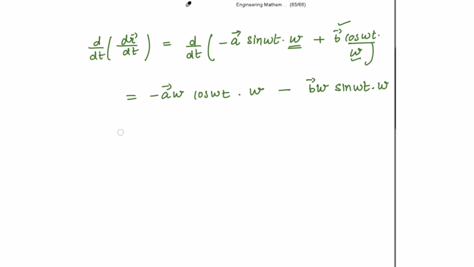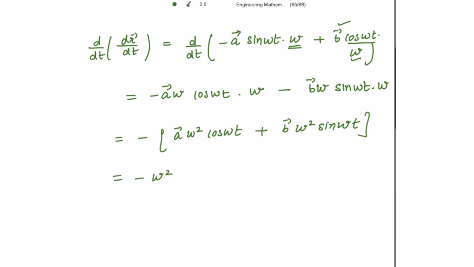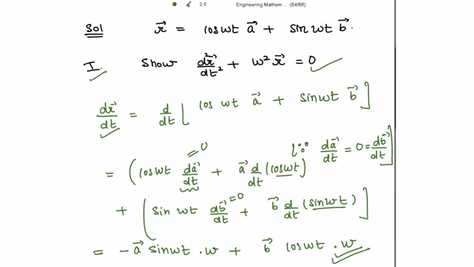So this is equal to, if I take the minus sign outside, a vector w square cos wt plus b vector w square sine wt. Let me also take this w square outside. So this is a vector cos wt plus b vector sine wt, right? Okay, let's put this value over here. So the double derivative of r is added with w square r vector.